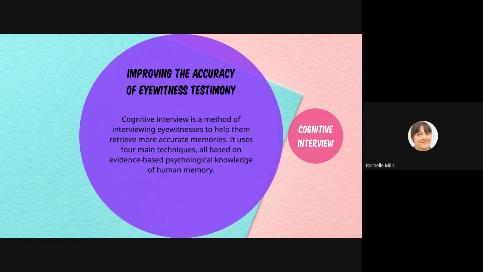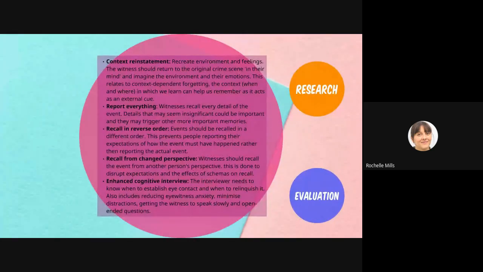We'll also look at the enhanced cognitive interview, and we'll have a look at a little bit of psychological research that supports the cognitive interview. So there's four key parts: context reinstatement, report everything, recall in a reverse order, and recall from a changed perspective. And then we've got the enhanced cognitive interview as well. But the four key parts are the first four bullet points. So if it asks you to outline the key parts of the cognitive interview, then you're looking at context reinstatement, report everything, recall in a reverse order, and from a changed perspective.